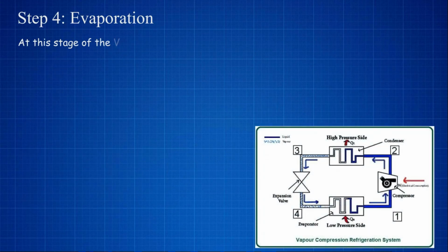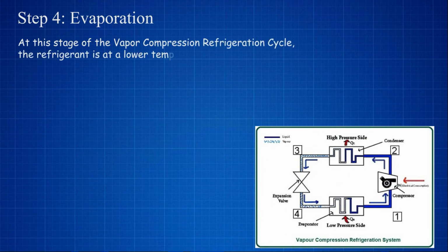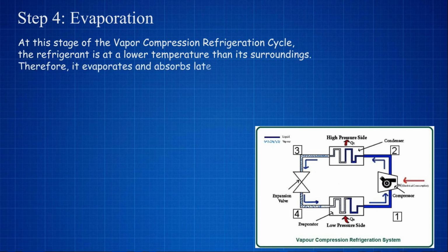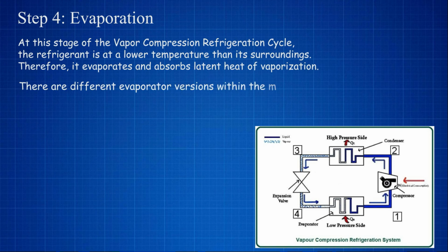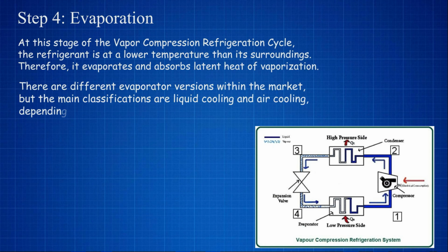Step 4. Evaporation. At this stage of the vapor compression refrigeration cycle, the refrigerant is at a lower temperature than its surroundings. Therefore, it evaporates and absorbs the latent heat of vaporization. There are different evaporator versions within the market, but the main classifications are liquid cooling and air cooling, depending on whether they cool liquid or air respectively.